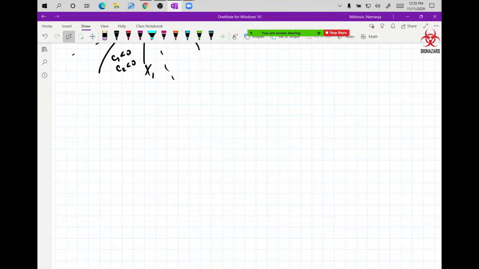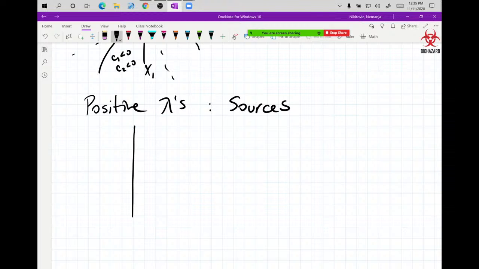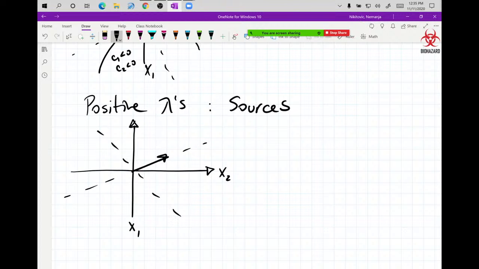All right, so now positive lambdas, and those are called source. Now they radiate energy out of them. So it's going to be a completely opposite picture to what we had here, where you are going to draw the same thing, except now the solutions will be emerging out rather than going in. So your solutions, you know, pick some eigenvectors.